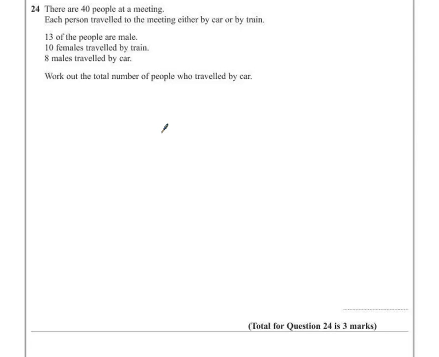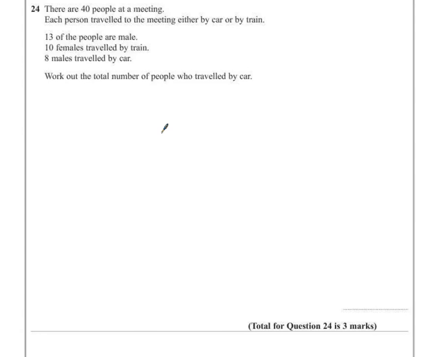Question 24. There are 40 people at a meeting. Each person travelled to the meeting either by car or by train. 13 of the people are male. 10 females travelled by train. 8 males travelled by car. Work out the total number of people who travelled by car.